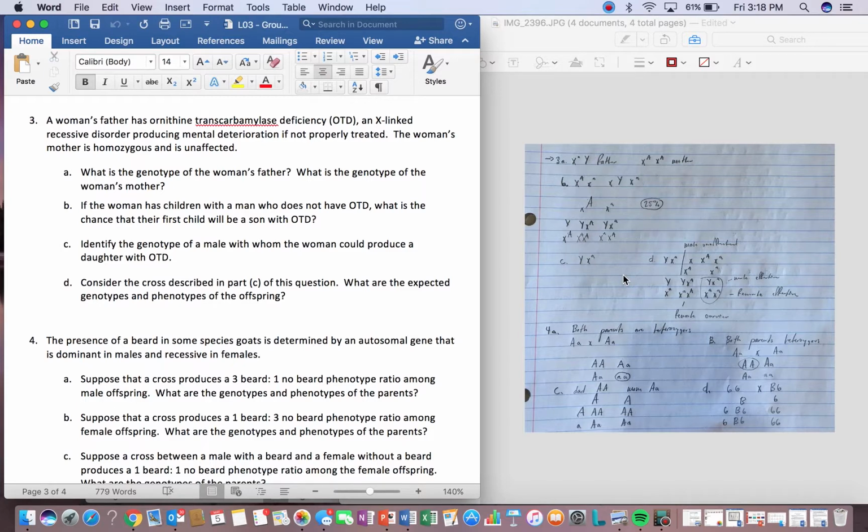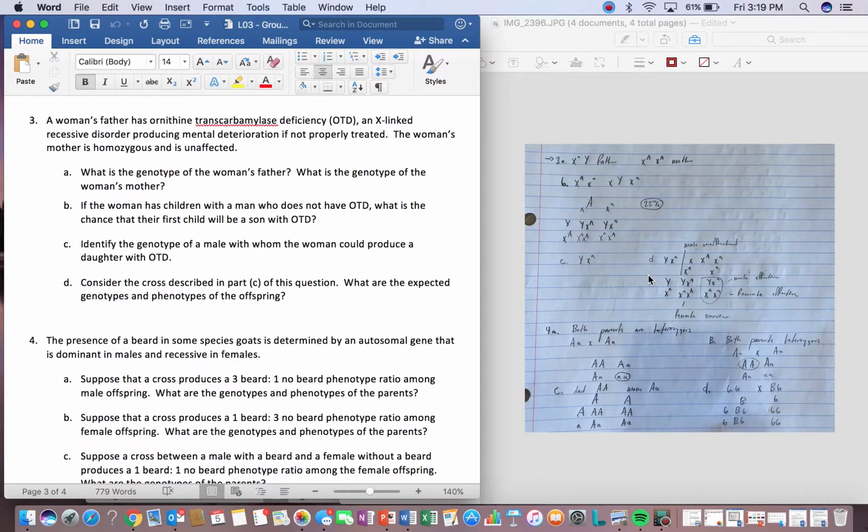Okay, so in letter D, it says, consider the cross described in part C of this question. What are the expected genotypes and phenotypes of the offspring? So we just run a cross there, as you can see here. We got that two of them will have the condition, and the other two will only be carriers. That's what we would get in the cross there. And that's D.